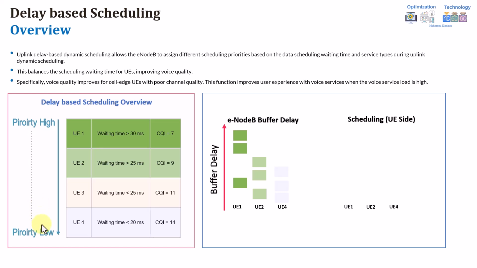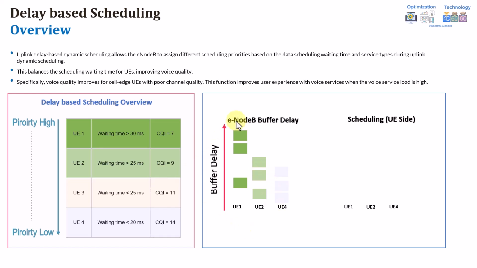In the normal scenario for scheduling, you know that we have round robin, max C/I, and this kind of thing, if you remember from 4G in general. But in this case we'll use this. This is how the feature will work: it will prioritize the users with high buffer or high waiting time instead of the users with less waiting time. So let's try to simulate this to see how the feature works.